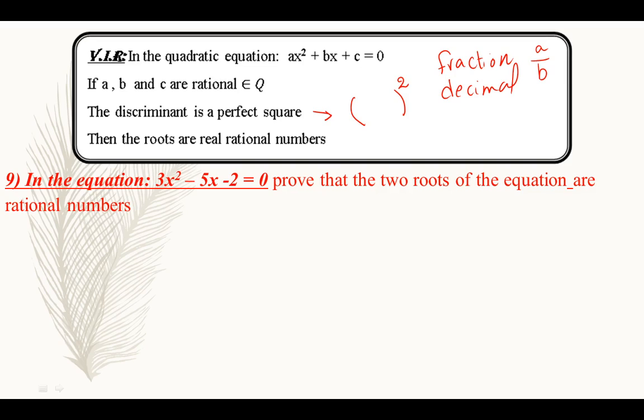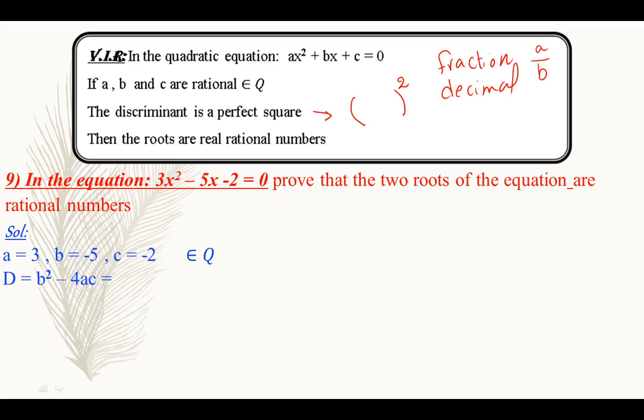Okay? Here you have A equals 3, B equals negative 5, C equals negative 2. The discriminant is B power 2 minus 4AC. Okay? 3, negative 5, negative 2, all of them are rational numbers. We all know that all the natural numbers, all the integers, all of them are subsets of Q, which is the set of rational numbers. Okay? Solution: A equals 3, B equals negative 5, C equals negative 2, all of them belong to Q.